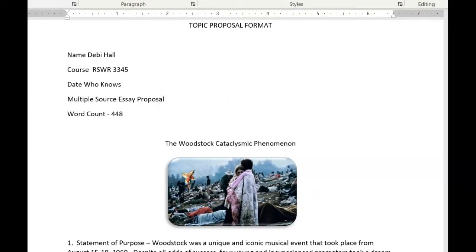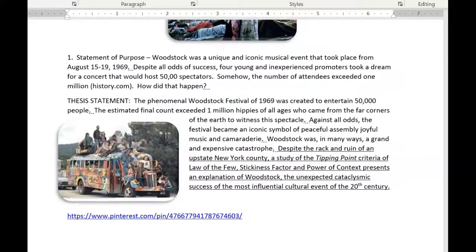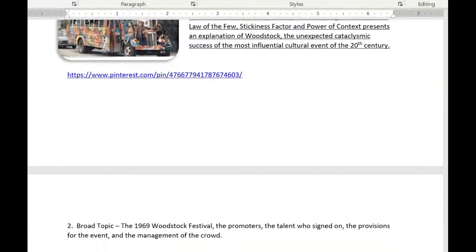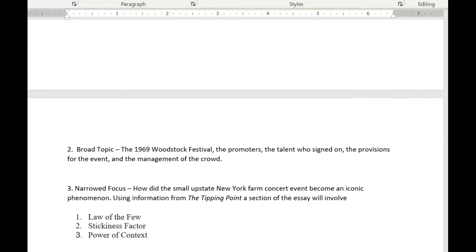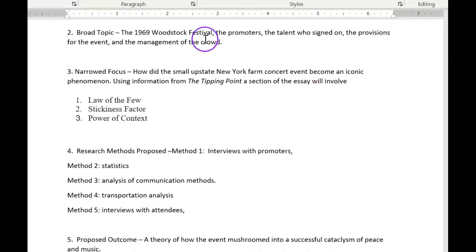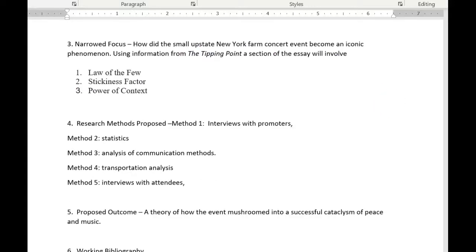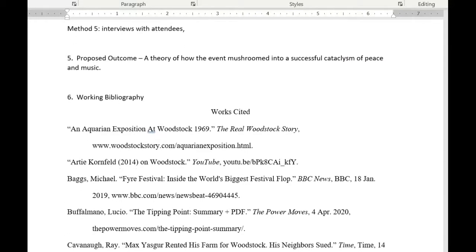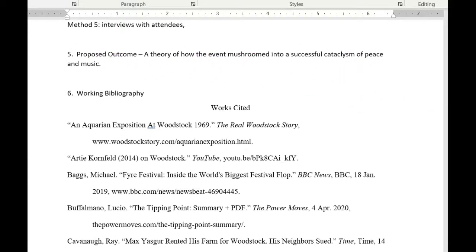Okay, we have an initial image. That image just doesn't show that we're at a concert. Neither does this. All right. Maybe we'll go with that one of Jimi Hendrix at the end of the concert. That's kind of an interesting thing. Okay. Broad topic. Narrowed focus, and we've already interested. I'm going to be using the tipping point to provide my context. And methods, proposed outcome. Yeah. Okay, working bibliography.